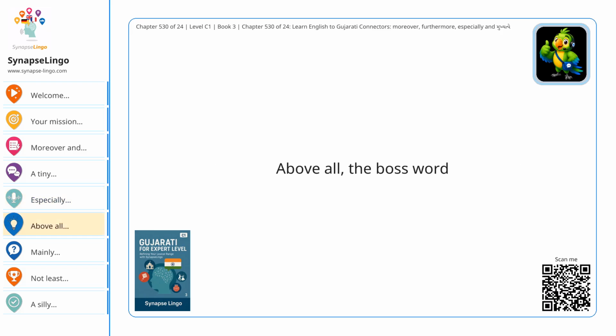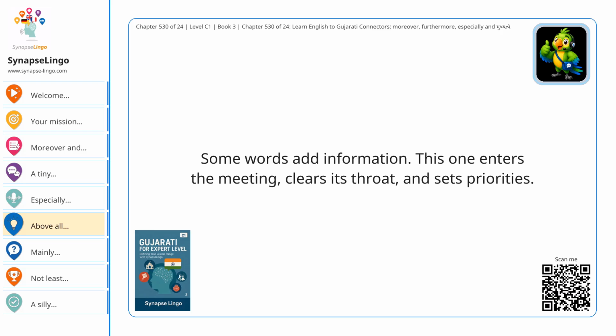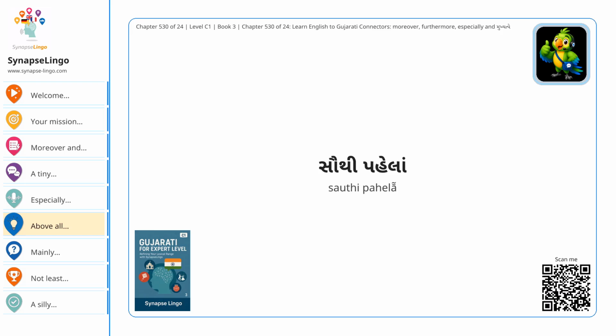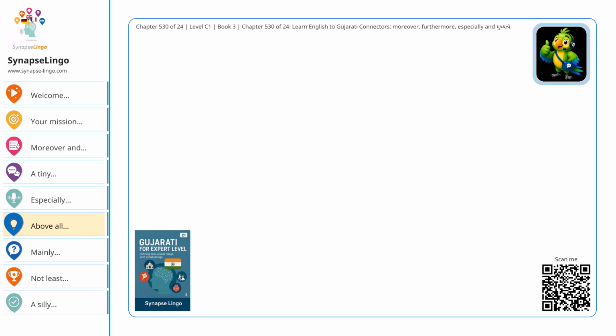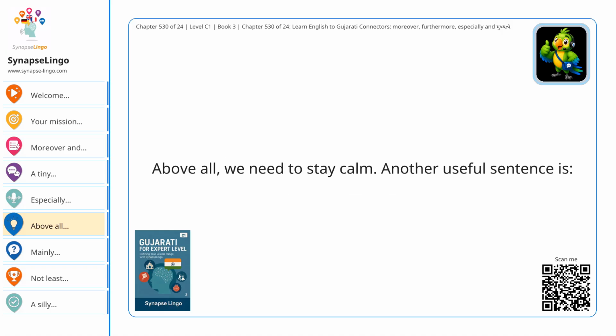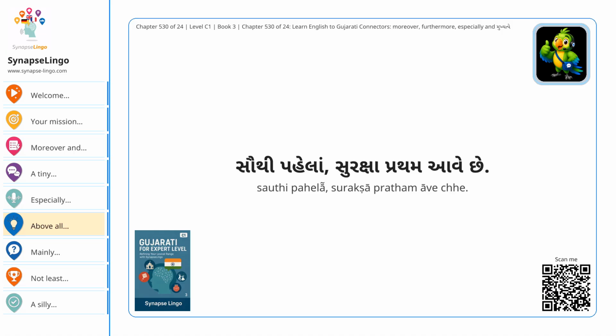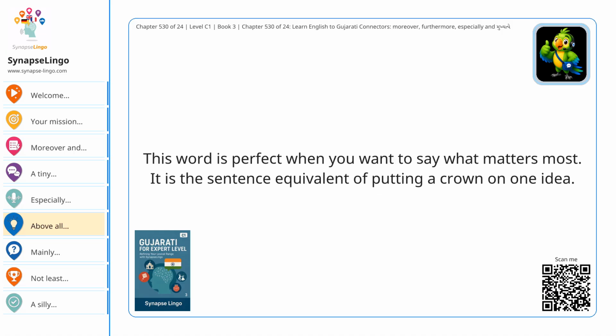Above all, the boss word. Some words add information. This one enters the meeting, clears its throat, and sets priorities. Above all is સૌથી પહેલા. Example: સૌથી પહેલા, આપણે શાંત રહેવું જોઈએ. Above all, we need to stay calm. Another useful sentence is સૌથી પહેલા, સુરક્ષા પ્રથમ આવે છે. This word is perfect when you want to say what matters most. It is the sentence equivalent of putting a crown on one idea.